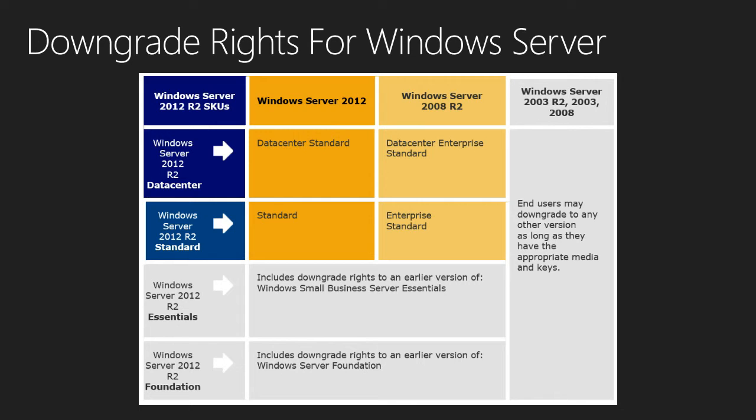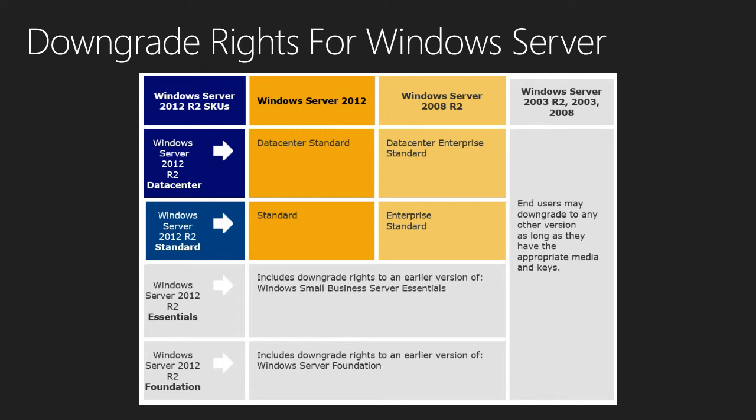Now, if we look at the final column here, the Windows Server 2003 R2, 2003, 2008, this column's text has some very important information, which is going to be critical for the rest of the conversation around this topic: end users may downgrade to any other version as long as they have the appropriate media and keys. So what this is saying, and what we'll reiterate, is the customer needs to provide the media and the keys in order for them to be able to perform the downgrade, or in order for you as their partner to perform the downgrade.